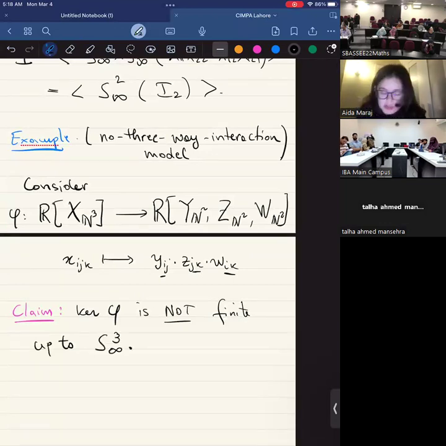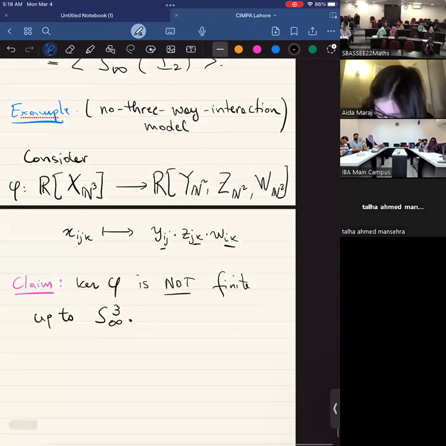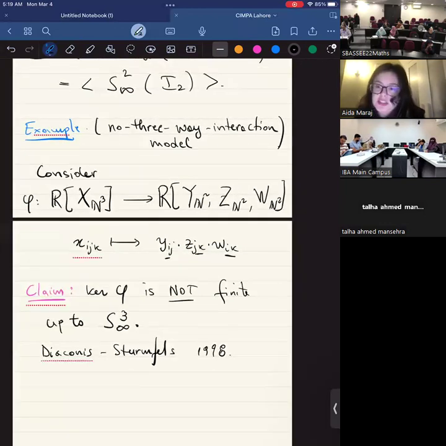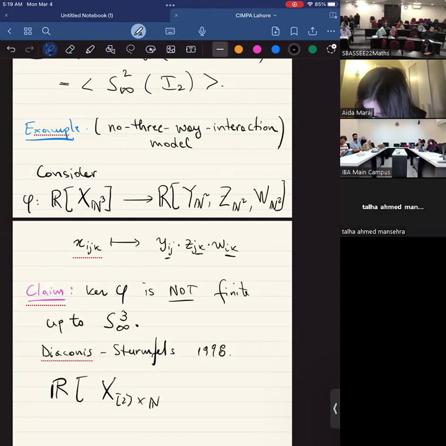Okay, and this was proven first by Diaconis and Sturmfels in 1998. They proved, in fact, a more special version of this, not when everything goes to infinity, but when one of these numbers, like we don't have n to the third, they proved it, in fact, for the version when we have r x 2 times n times n.